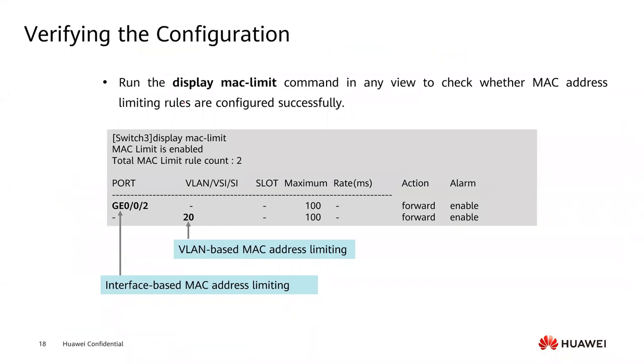And how to verify it? You can use the display mac-limit command. You will find what you configured on this switch. You can use this command to check whether the MAC address limit rules are configured successfully. You can check which port has which value. And you can see the default behavior if the MAC address entries reach the maximum number. It can be forward or discard, depending on you. And you can open the alarm function.